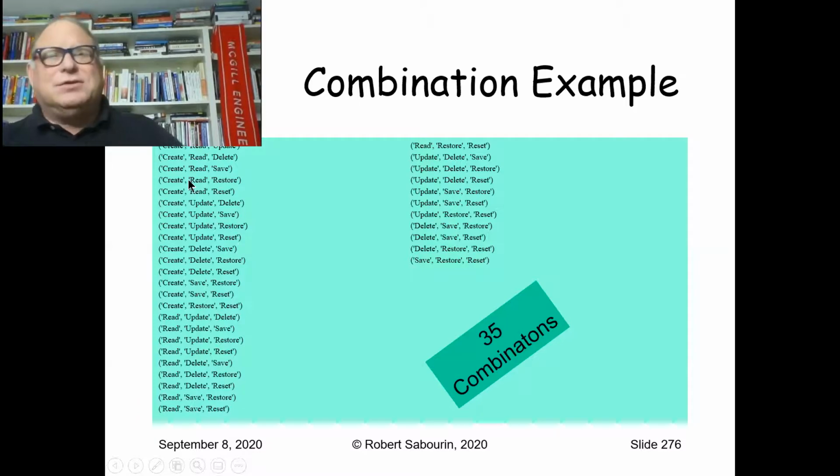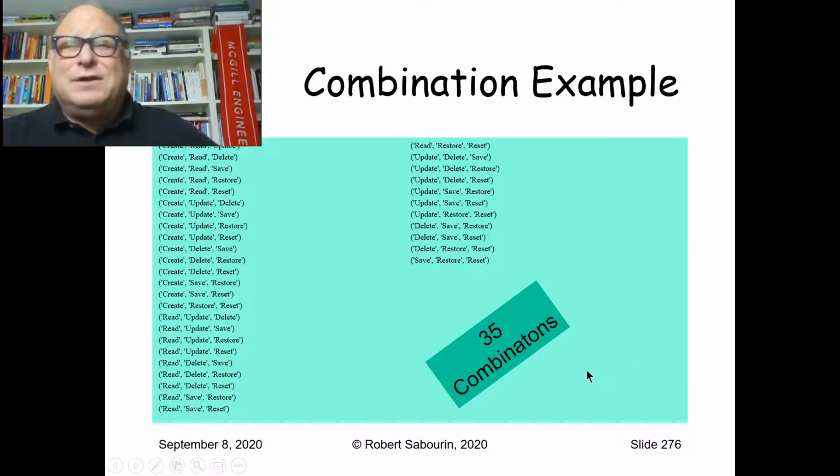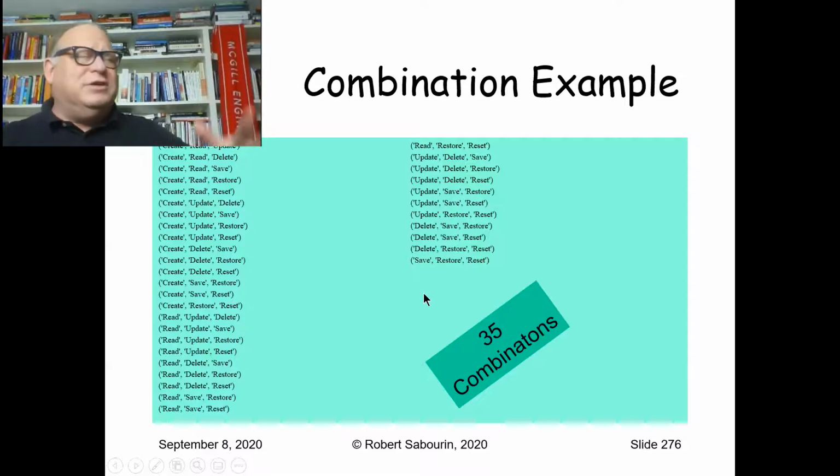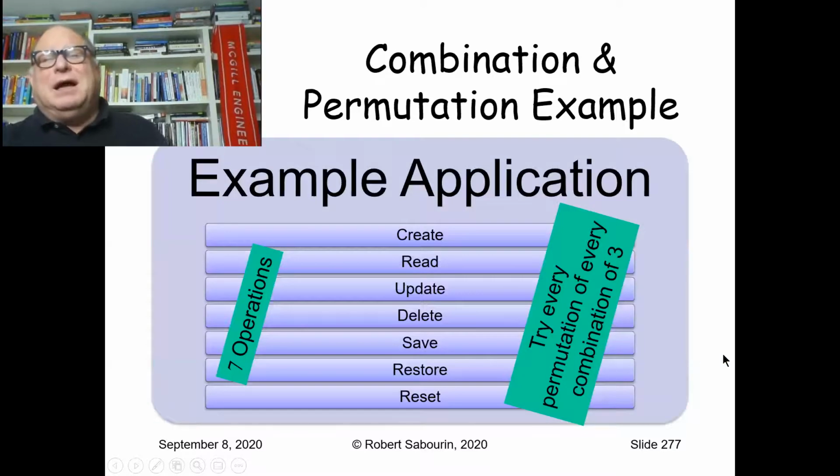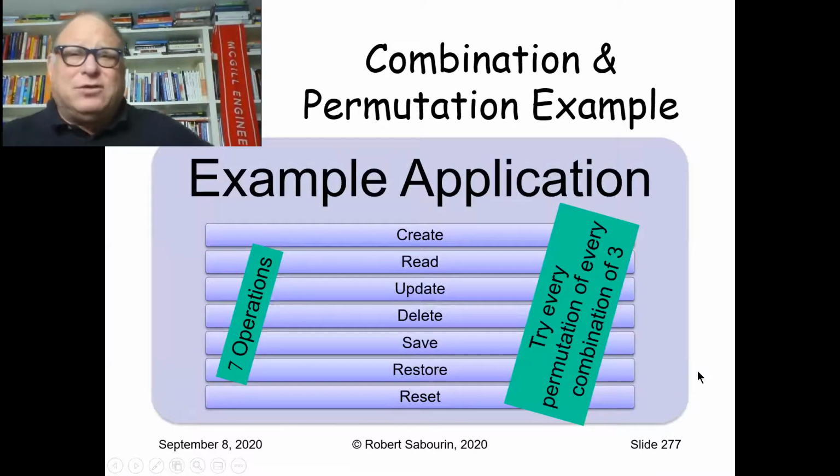By testing those 35, you might build a certain confidence that you can do any 3 operations in any order. This is probably a reasonably harsh test for that application, and that's a lot fewer tests than 7 factorial.